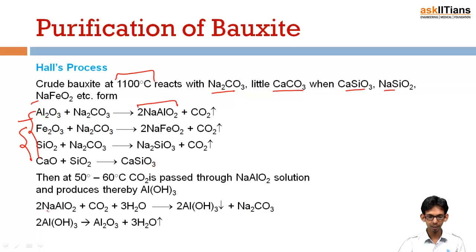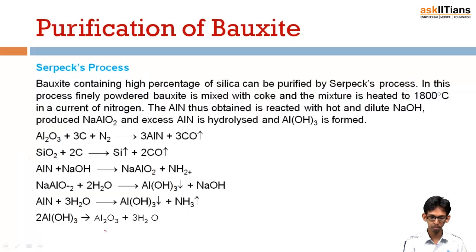Then this sodium aluminium oxide is reacted with carbon dioxide at 50 to 60 degrees Celsius in the presence of water, that means an aqueous solution of this sodium aluminium oxide. We pass carbon dioxide into that and we get aluminium hydroxide, and this aluminium hydroxide is then heated to get back our ore bauxite. So this is the method known as Hall's method used for purification of bauxite.